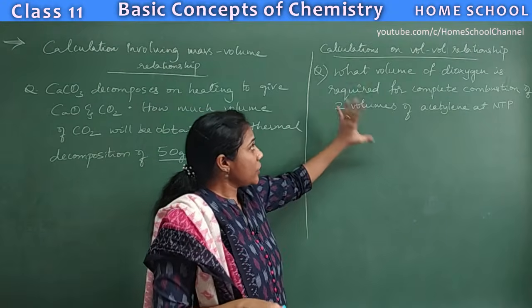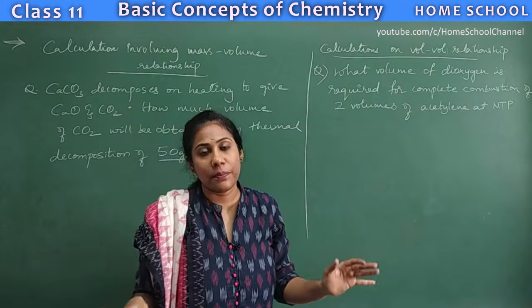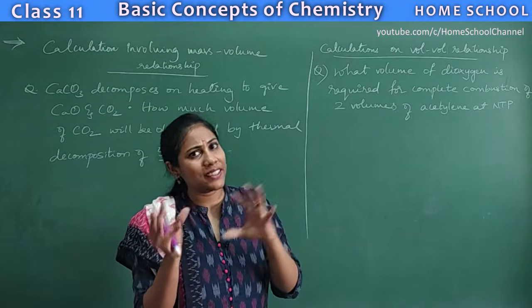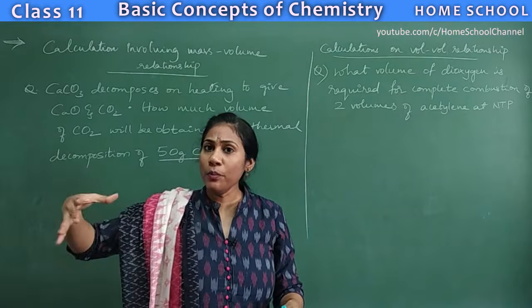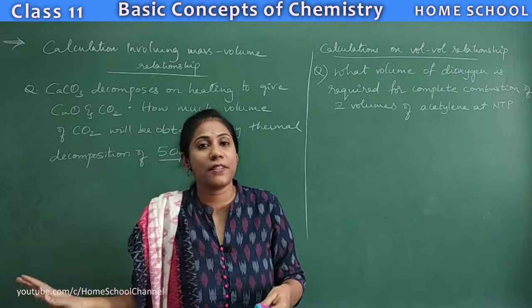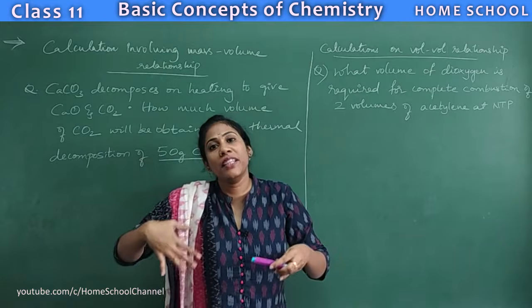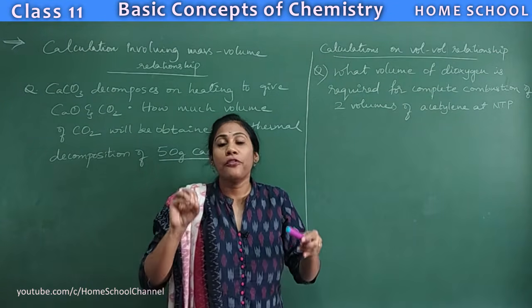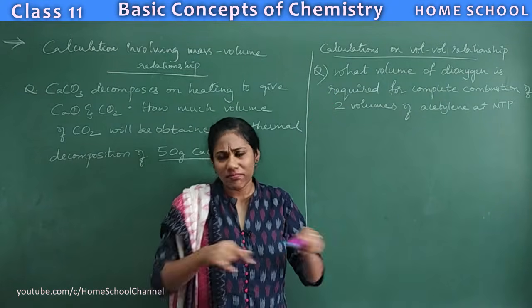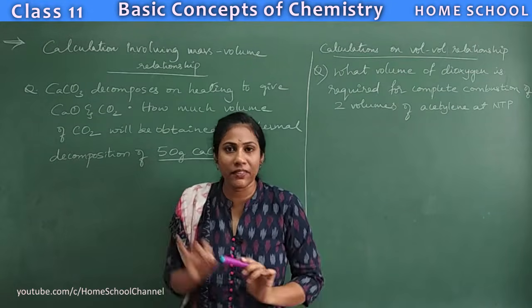Let us check out the problem that comes under calculations on volume-volume relationship. Volume-volume relationship means the volume of some reactant or product would be given, and the volume of some reactant or product would be asked. Volume is given and volume is asked. So the very first step is writing a balanced chemical equation. After that, you should pick the information from the equation with respect to the question. Then you check what is given and what is asked. Then cross multiplication. So these are the steps we have to follow, as we have seen in the previous problems.